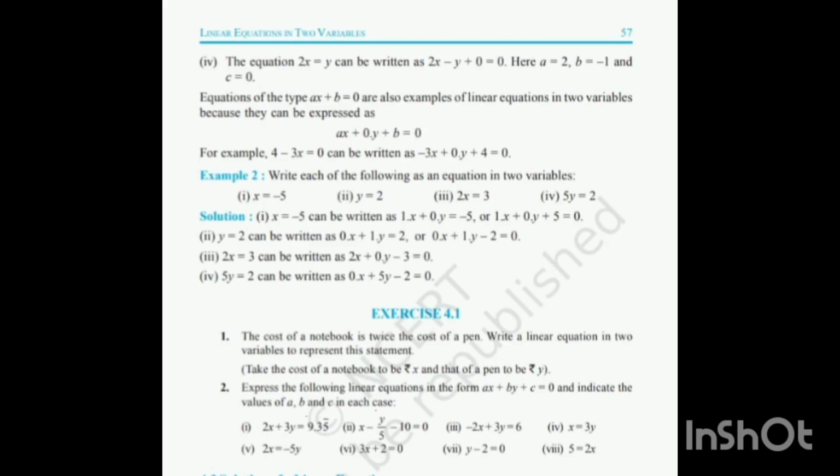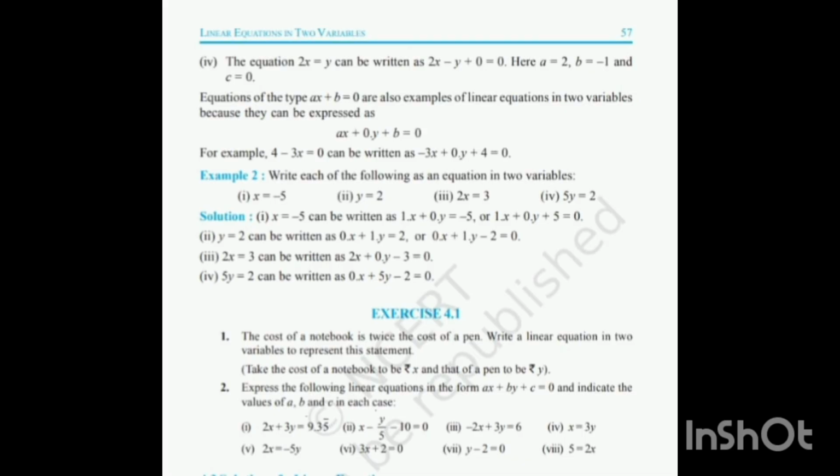Now we have to express the following linear equations in the form ax plus by plus c is equal to 0 and indicate the values of a, b and c in each case. So the first equation is 2x plus 3y is equal to 9.35.